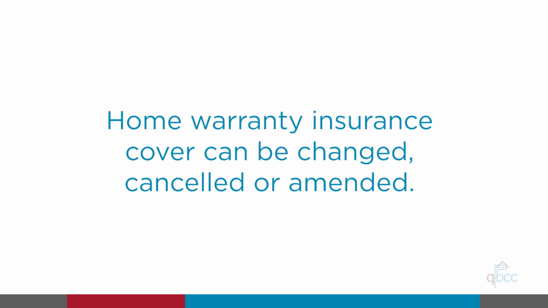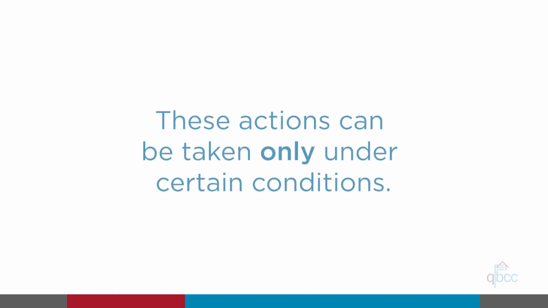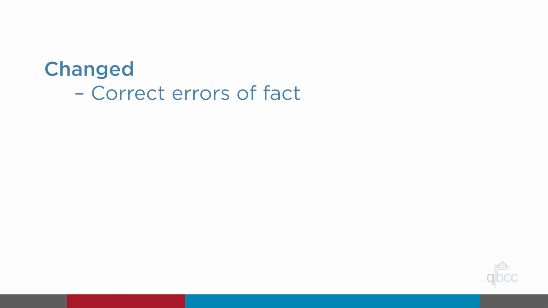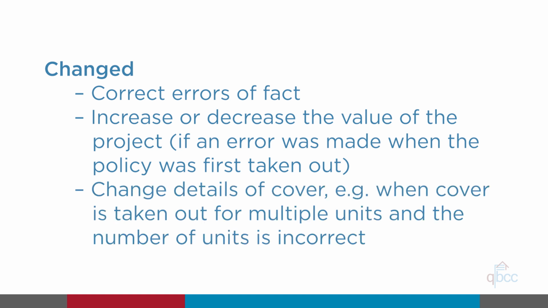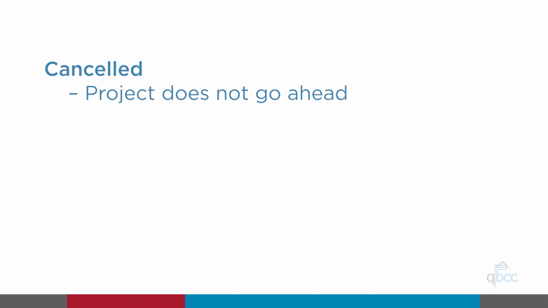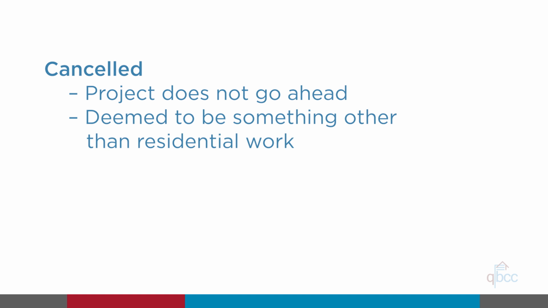What if I need to change, cancel, or amend a policy? Now we will explain how home warranty insurance cover can be changed, cancelled, or amended. These actions can only be taken under certain conditions, including changed to correct errors of fact, to increase or decrease the value of the project if an error was made when the policy was first taken out, or to change details of cover, for example, when cover is taken out for multiple units and the number of units is incorrect. Cancelled if the project does not go ahead or is deemed to be something other than residential work. We'll discuss the cancellation criteria in more depth in one of our next slides.